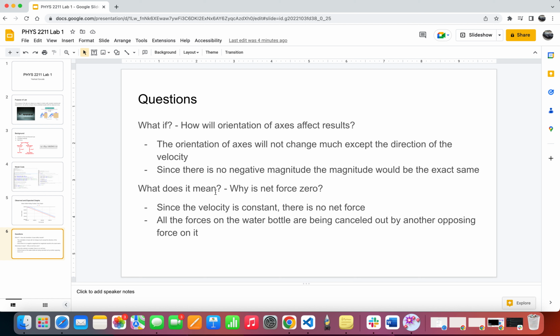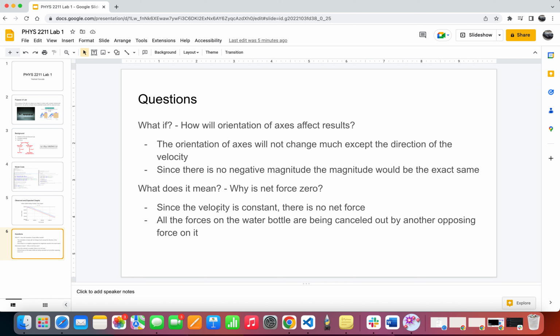And what does this mean? Why is net force 0? Since velocity is constant, there's no net force. Basically, all the forces on the water bottle are being canceled out by another opposing force, such as gravity being canceled out by normal force, as well as the force that we push the water bottle with being canceled by friction and so on. That's why there is no net force in the predicted.